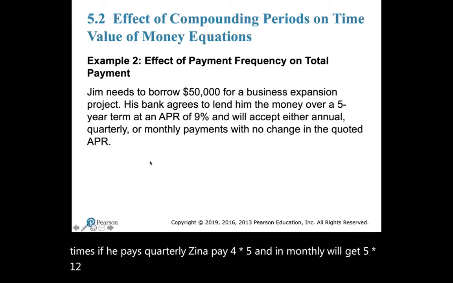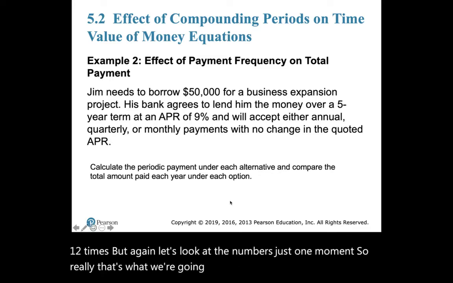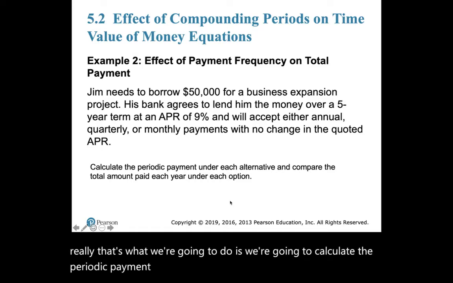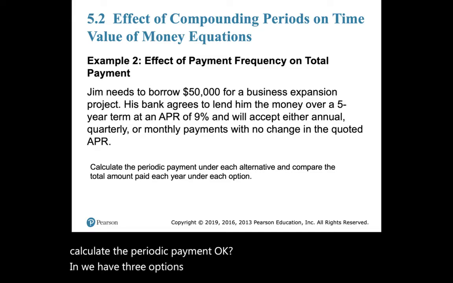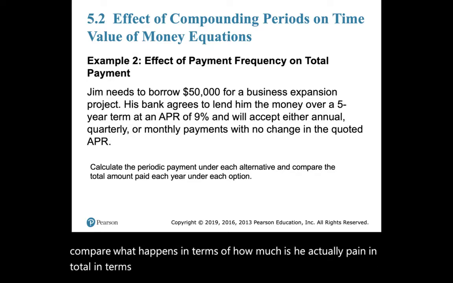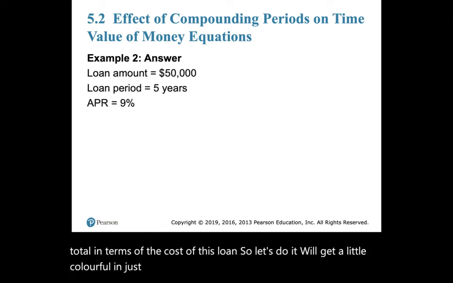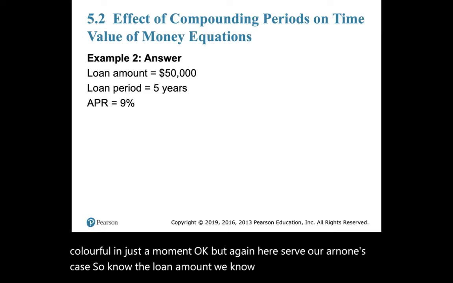But again, let's look at the numbers in just one moment. So really, what we're going to do is calculate the periodic payment, okay? We have 3 options here. And then we're going to compare how much he is actually paying in total in terms of the cost of this loan. So let's do it. We'll get a little colorful in just a moment, okay? But again, here are our knowns. We know the loan amount, we know the period, it's 5 years, and the APR of 9%.